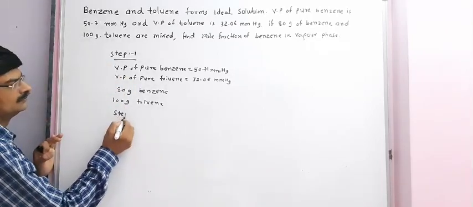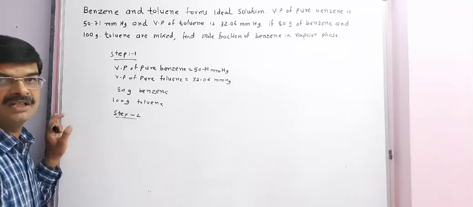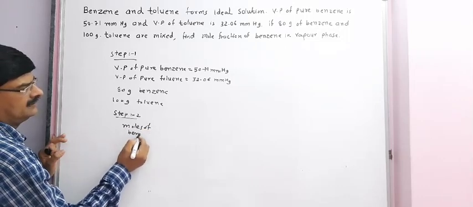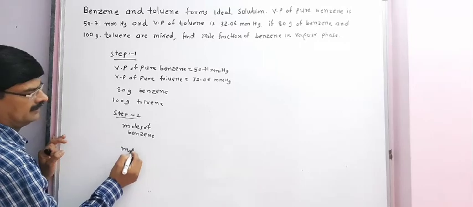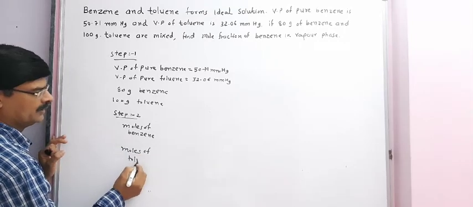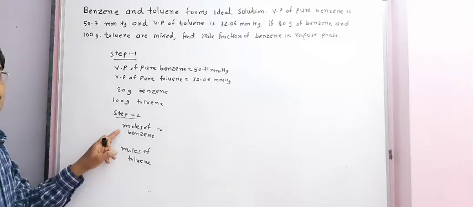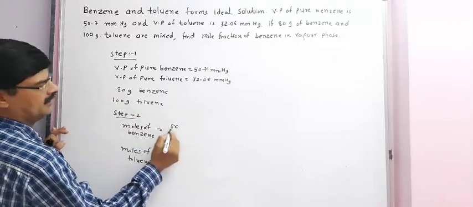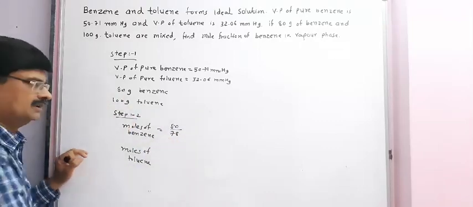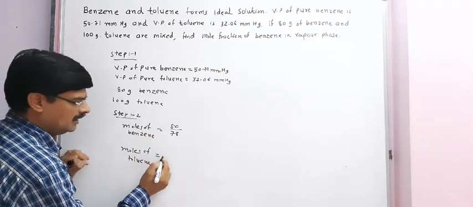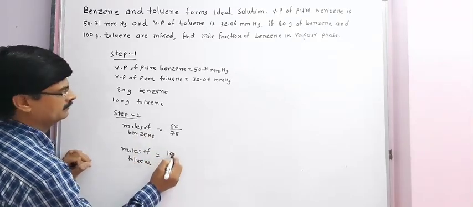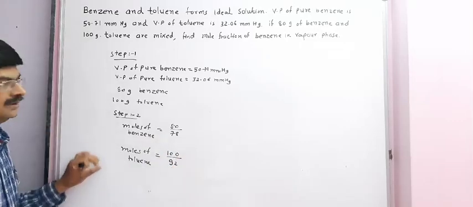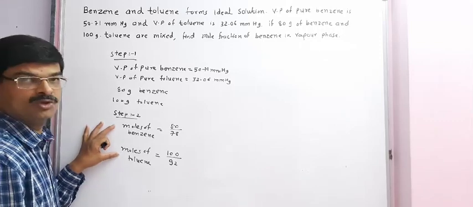Now in step 2, what can be done? Find out the moles of benzene and moles of toluene. Moles of benzene, we will get 80 gram of benzene divided by 78 gram. So we will get the moles of benzene. And moles of toluene, we have 100 gram of toluene divided by its molecular mass 92. So we will get moles of benzene and moles of toluene.